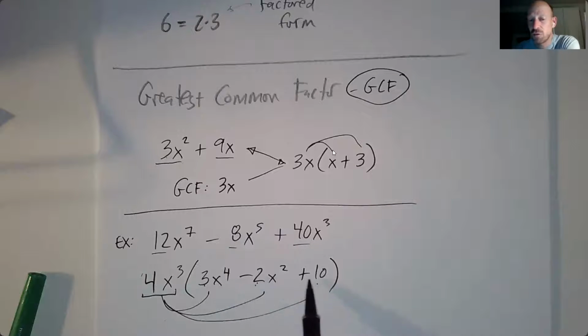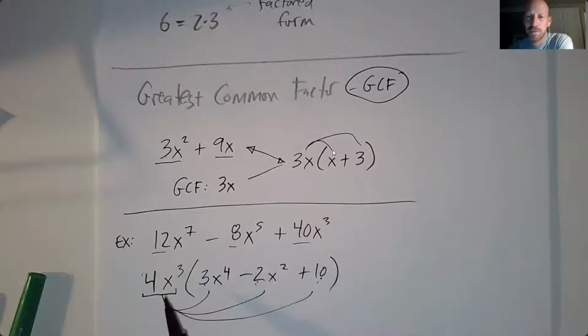So I see like the 2 and the 10 both have a factor of 2, but 3 does not. So we're okay here. We don't have anything else that we could pull out. Sometimes that is a problem or a way of getting these wrong.